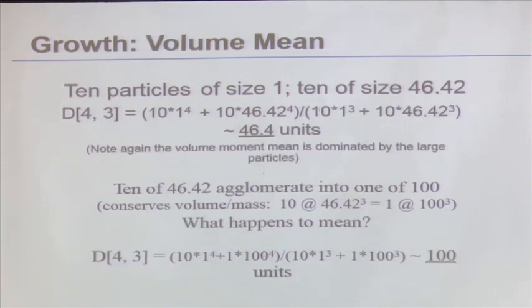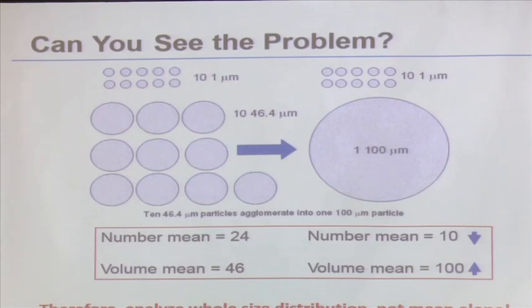What happens to volume mean? In the same process, the volume mean here is 46.4 units, but what happens to the mean when I am agglomerating? It is 100 units. So, summary is that number mean is equal to 10, but before agglomeration number mean was 24. Volume mean before agglomeration was 46, volume mean is now 100. So, now volume mean is increasing, number mean decreases, but in case of size reduction it is just the opposite.